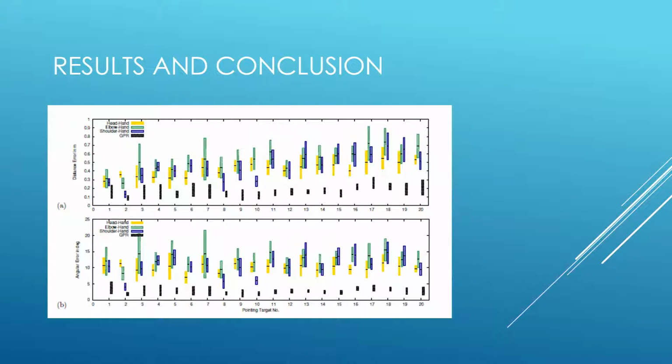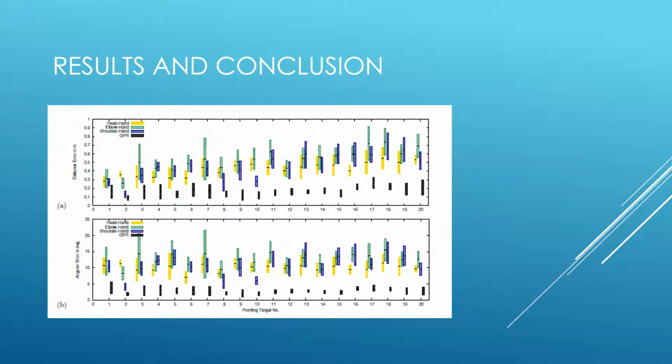Now this is a graph of the already trained robot, so it already went through multiple different scenarios and learned the best way to recognize a user and where they're pointing, or whatever gesture they're presenting the robot. Now we can see the elbow-hand, the green bars, are really high in terms of error.